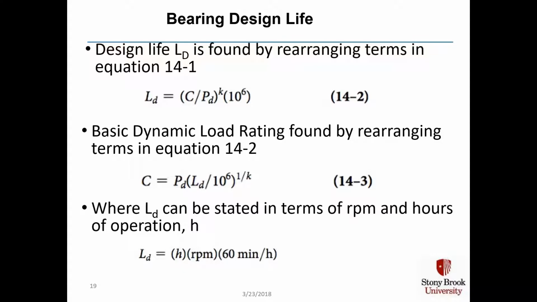In bearing design life, the design life LD is found just by rearranging the terms in equation 14-1. L sub D equals C over PD to the K times 10 to the 6th. The basic dynamic load rating can be found by rearranging terms again using simple algebra. We give the dynamic load rating the character C. And L sub D can be stated in terms of the RPM and the hours of operation H, where L sub D, the design life, is equal to the hours of operation times the RPM times 60 minutes per hour.